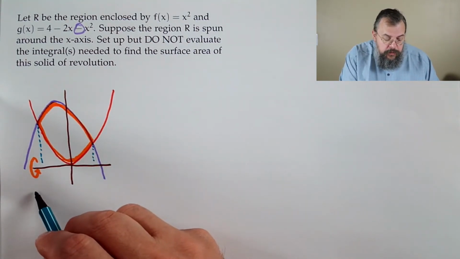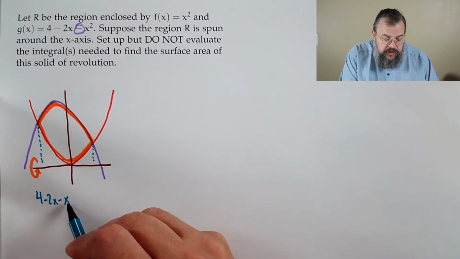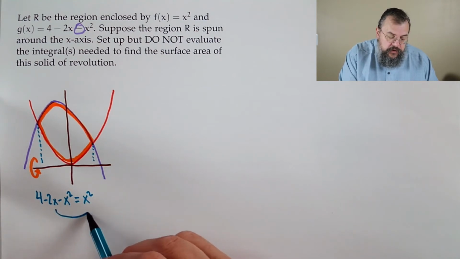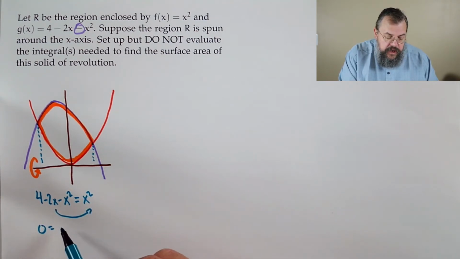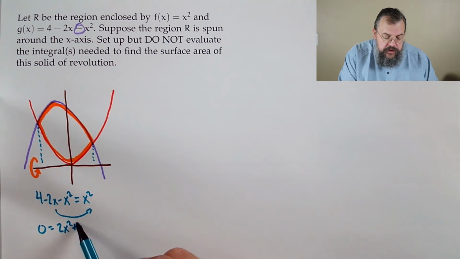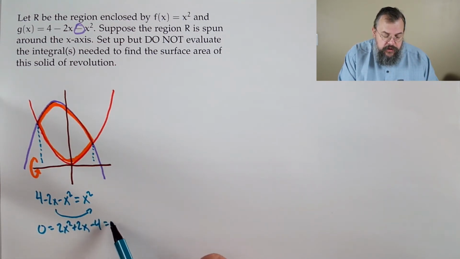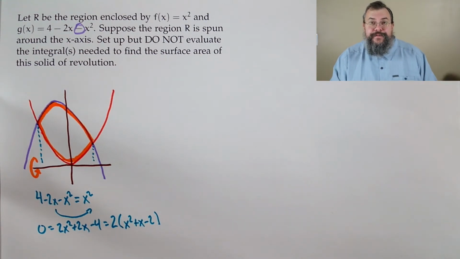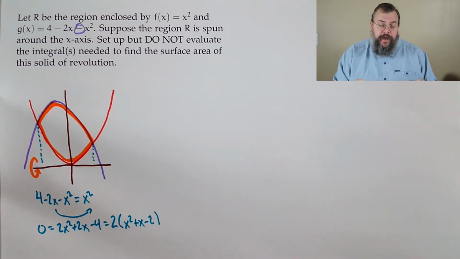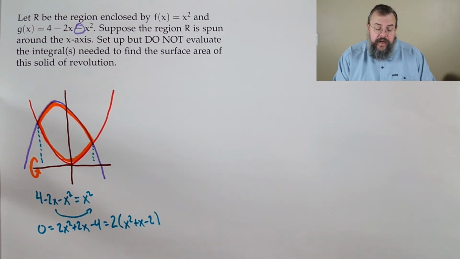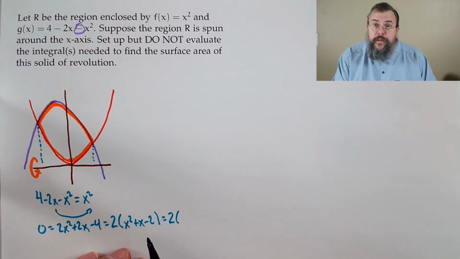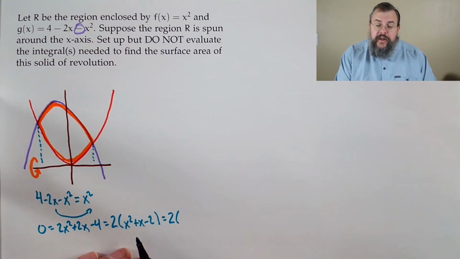That would happen when 4 minus 2x minus x squared is equal to x squared. If we move everything over, 0 would be equal to 2x squared plus 2x minus 4. If you factor out a 2, that's x squared plus x minus 2. And not too surprisingly, as our problems often do, it factors in a nice way. So x squared plus x minus 2 can factor as what? I need two things multiplying together to give negative 2, adding together to give 1.